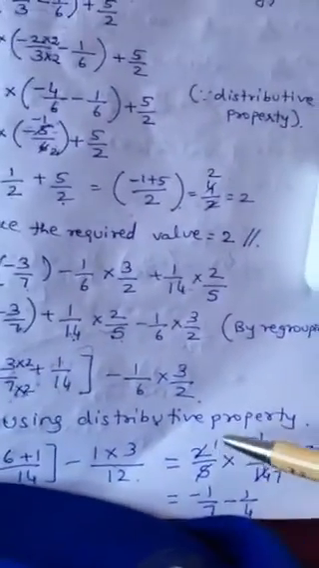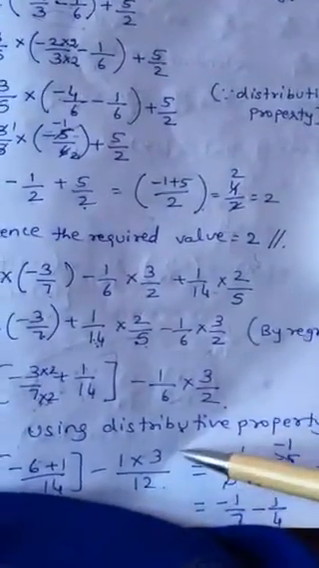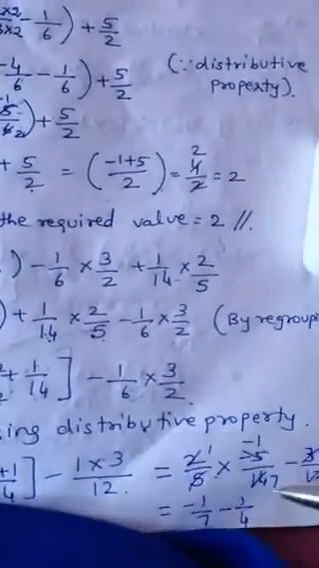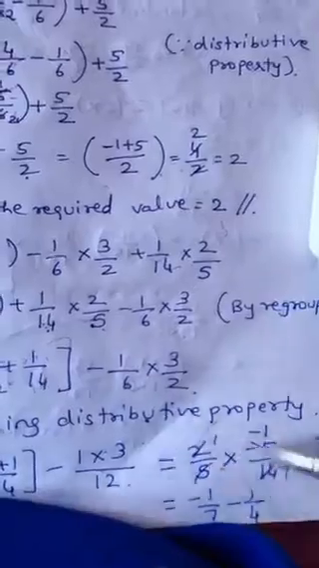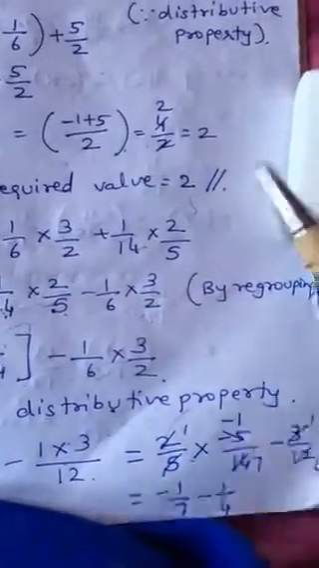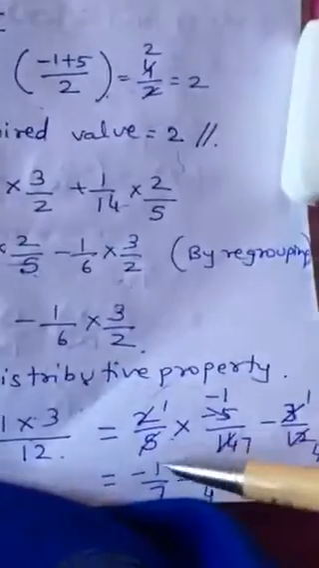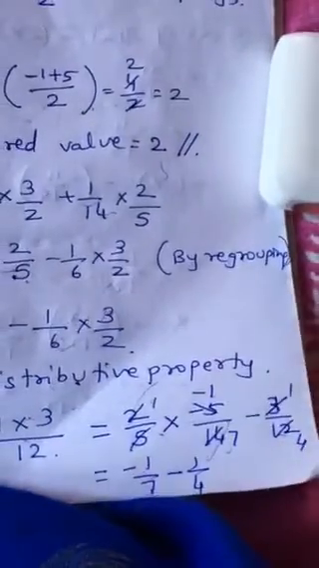So you get this 2 by 5 here, okay, into minus 5 by 14. So just cancel all these multiples, you can just cut, and you get this minus 1 by 7 minus 1 by 4 after cutting everything.